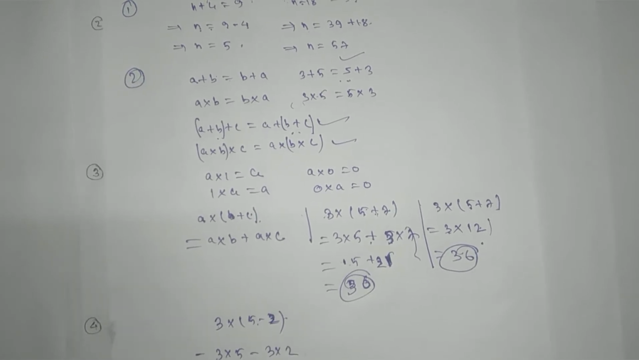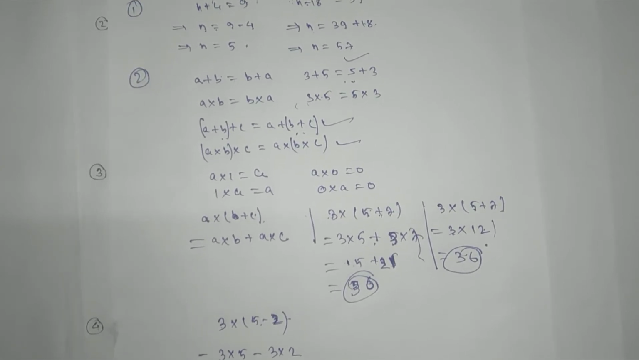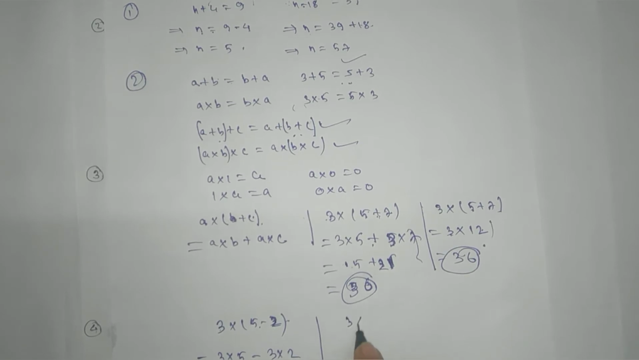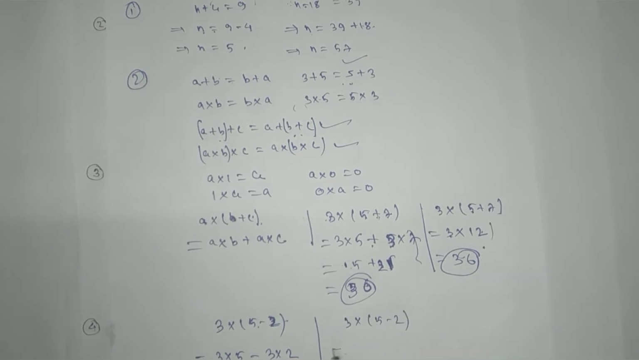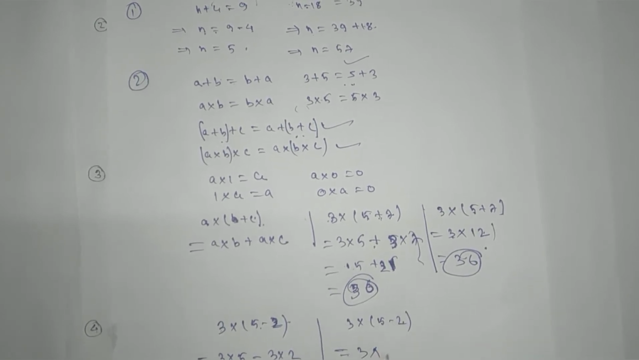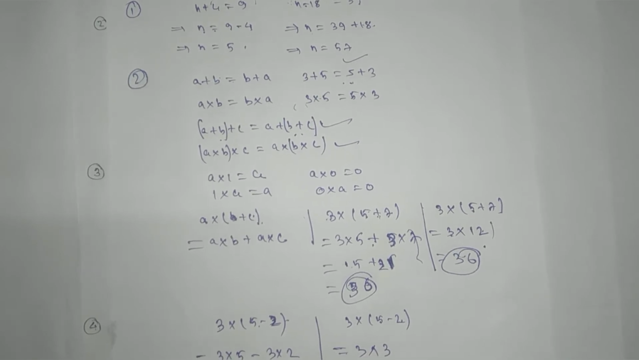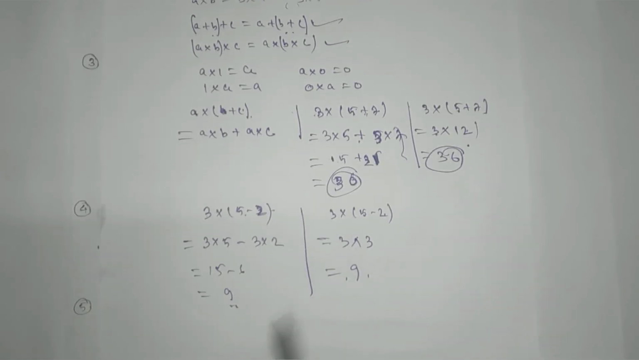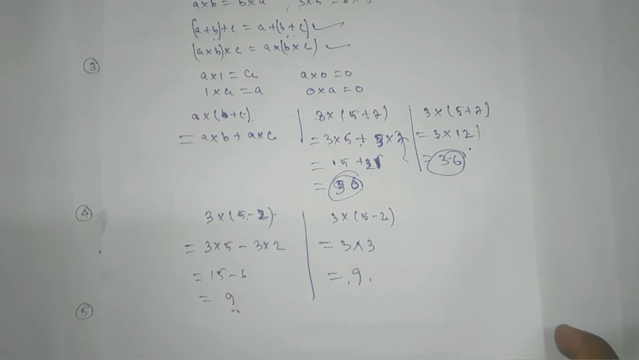If we solve here, 15 minus 6, we'll get 9. And similarly, if we do 3 into 5 minus 2, 5 minus 2 will give you 3, and 3 threes are 9. Look, both are the same here. So we are applying the distributive property of multiplication over subtraction. So we're going to see this one now.